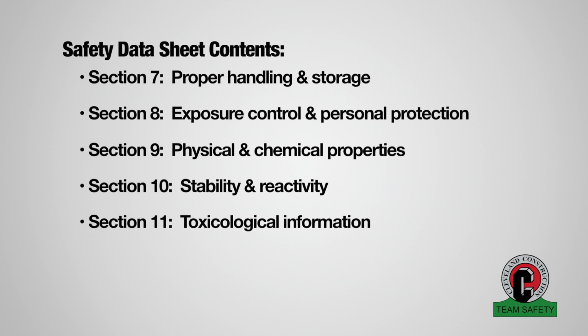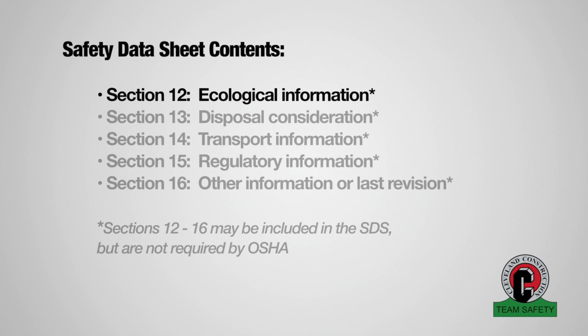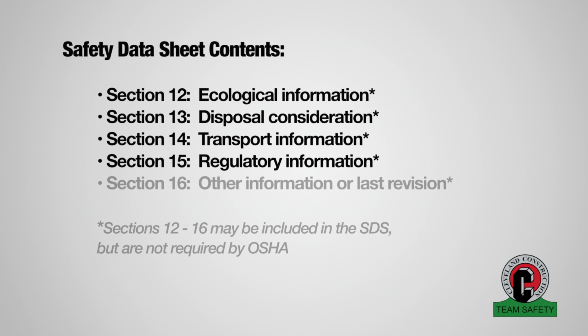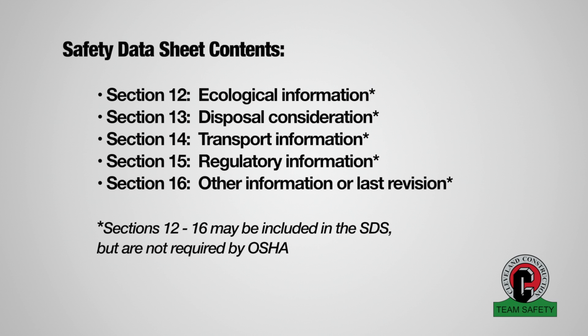Section 11, toxicological information. Section 12, ecological information. Section 13, disposal consideration. Section 14, transport information. Section 15, regulatory information. Section 16 is other information including date of preparation or last revision. Sections 12 to 16 may be included in the SDS, but they are not required by OSHA.